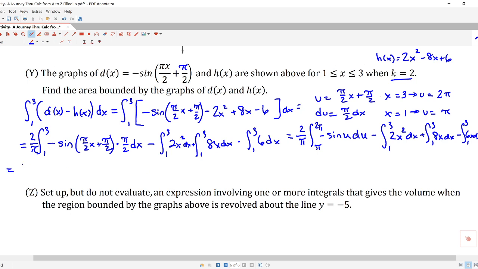All right, so I have a 2 over pi. The integral of negative sine, well, remember the derivative of cosine is negative sine. So the antiderivative of negative sine would just be cosine of u, evaluated from pi to 2 pi, minus, this is going to be 2x cubed, evaluated from 1 to 3, plus 8x squared over 2 from 1 to 3, and 6x from 1 to 3.